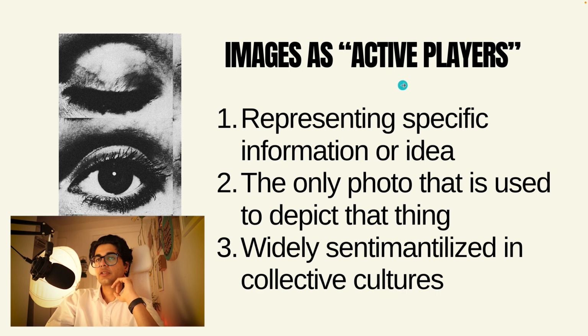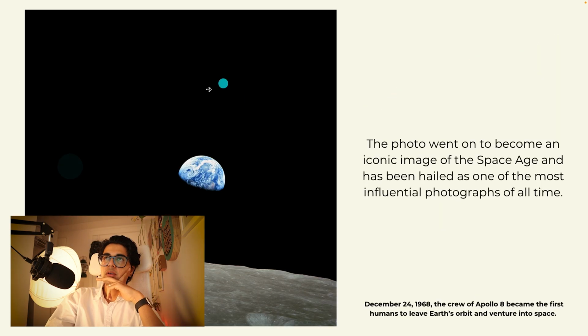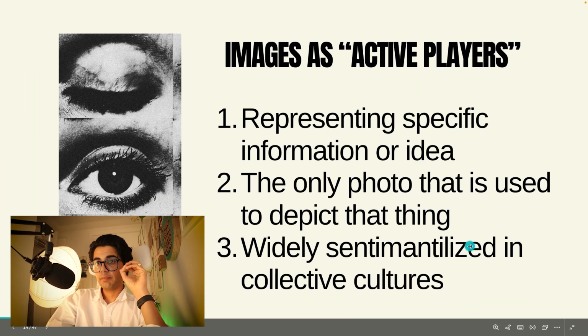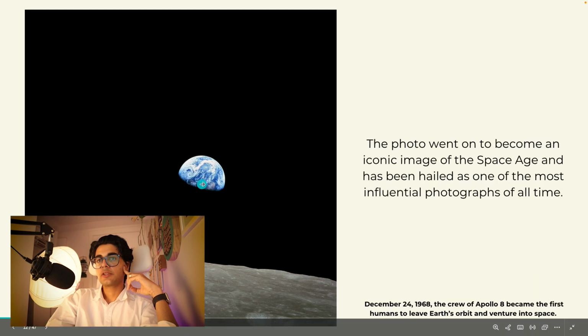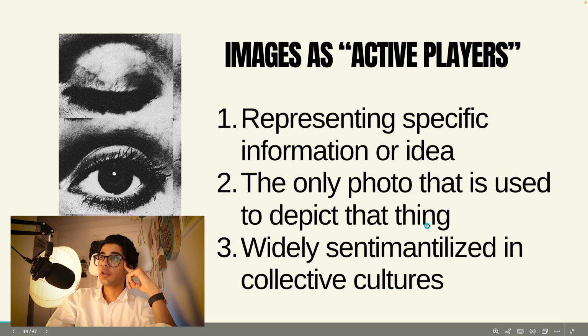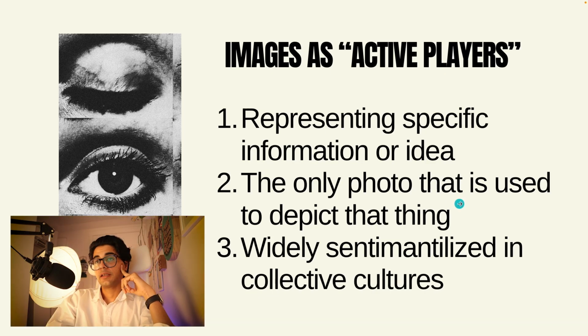Now, the question that arises is what makes a photo part of the visual culture we are having a conversation about? As I was interested in talking about images as active players, for an image to be part of our visual culture, it has to represent specific information. This image represents specific information: Earth, Moon. It should be the only photo that is used to depict that thing. This photo is so unique: a photo taken from the moon by a human.